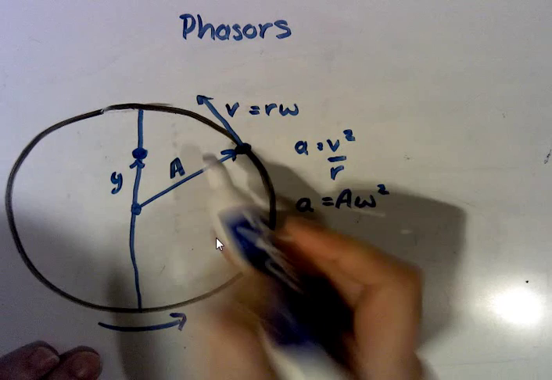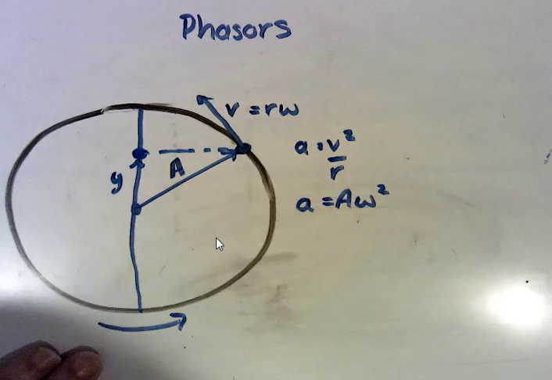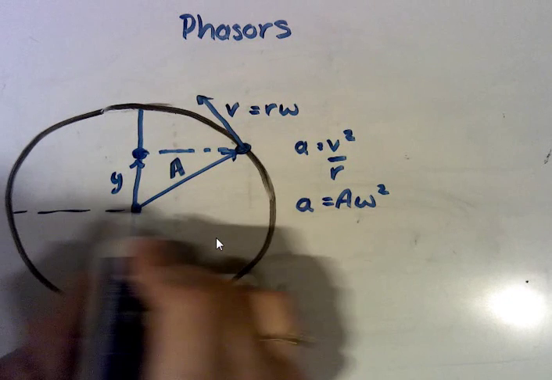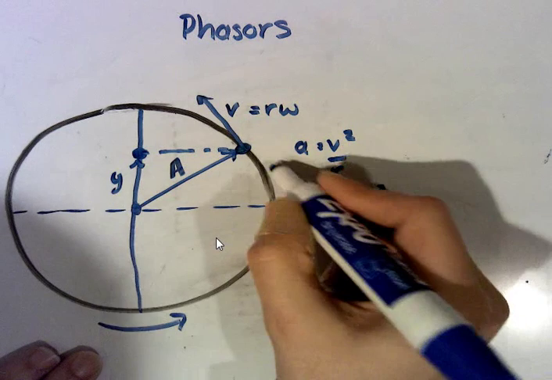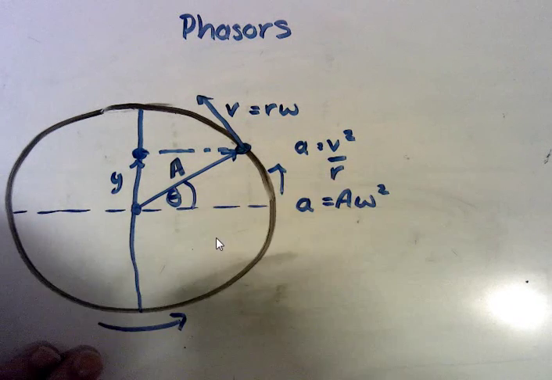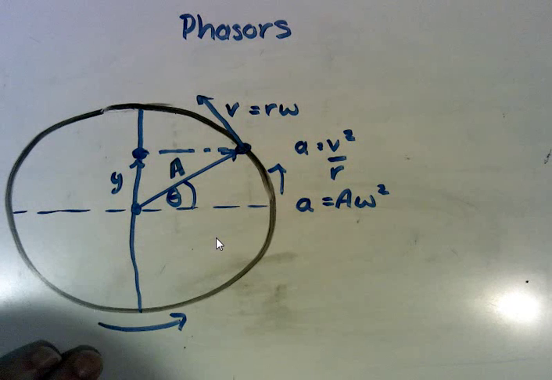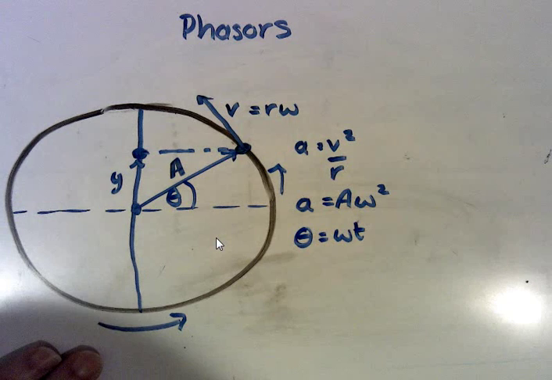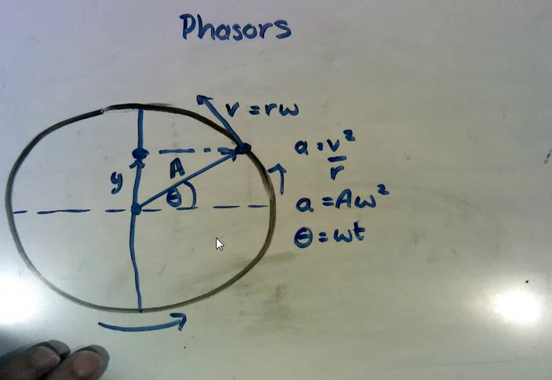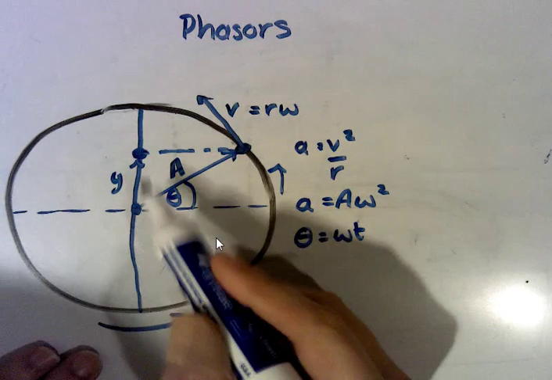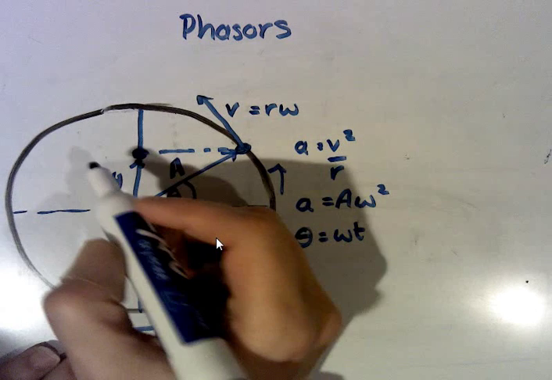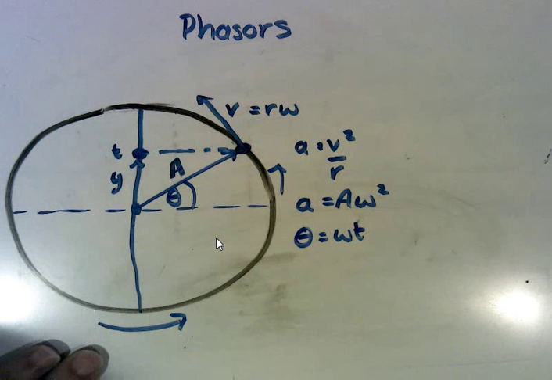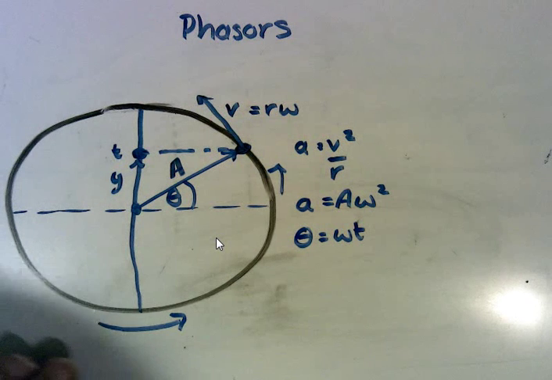So if we want to write an expression for y, if we think back to the last video and what we did, we can see that y is equal to A sine wt, because remember we said that sine wt was going to be y divided by A, and here theta is wt, and we replace that. Okay, so this is our phasor for displacement.